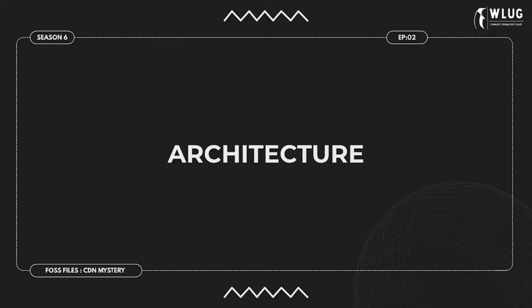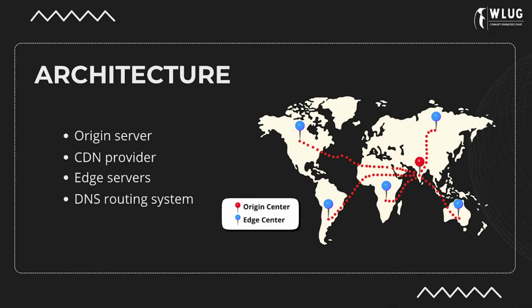Now moving on, we've seen what public CDNs are, and we've gotten a broad idea of CDNs, but let's dive into how this actually works internally. That is their architecture. So there are four main pillars: the origin server, the CDN provider, edge servers, and the DNS routing system. Each and every pillar plays an integral part. Let's know more about them one by one.